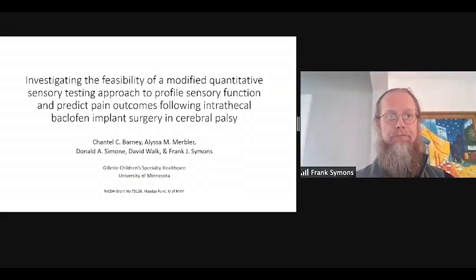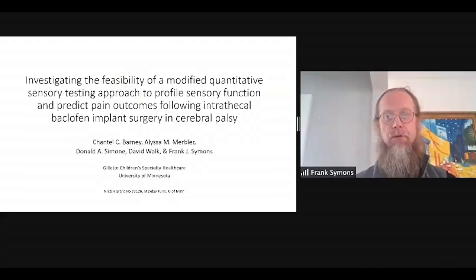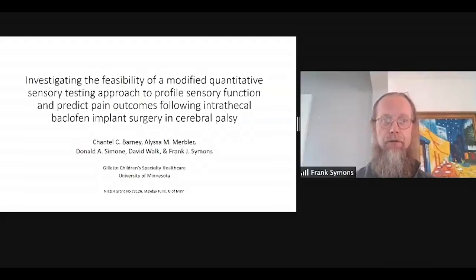This is a collaborative work that involves Chantel Barney, who took the lead and she's at Gillette Children's, with Alyssa Merbler, who we're going to hear later talk about her work in RET, but she's also been an integral part of this work. Don Simone and David Walk are our local psychophysics and clinical quantitative sensory testing. And this work, which has been funded by NICHD generously for many years, is a long-standing project where we've been following long-term pain as a secondary outcome for intrathecal baclofen pumps that are implanted for the management of spasticity and improving muscle tone in cerebral palsy.